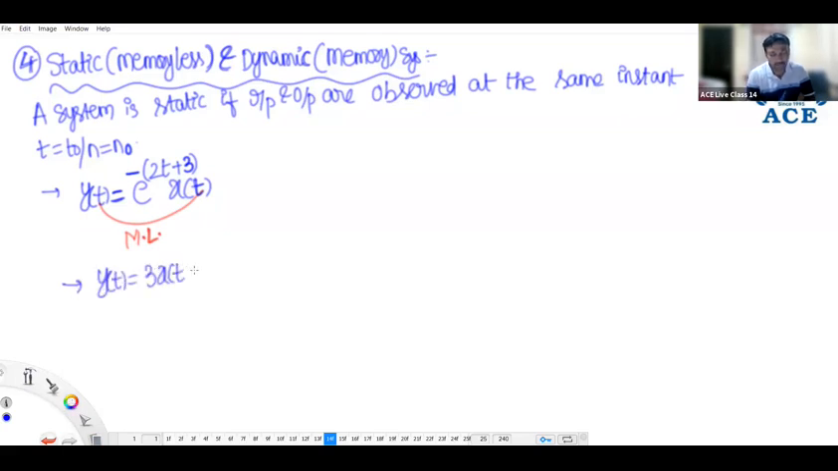If you say 3x(t) plus 5, again input time and output time are one and the same. Modulator: y(t) equals x(t) into cos omega naught t. This is also memoryless.